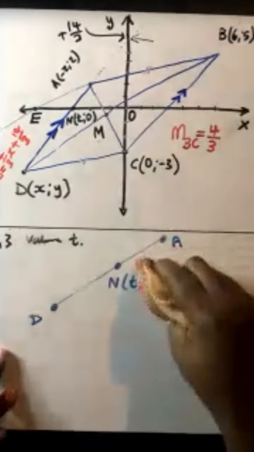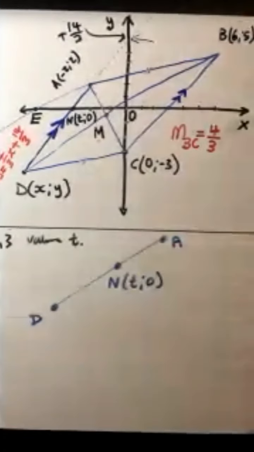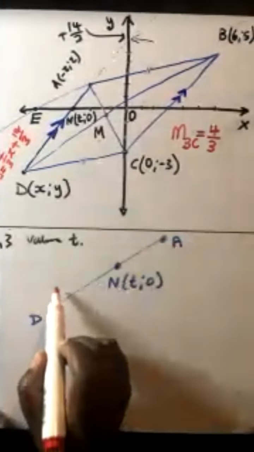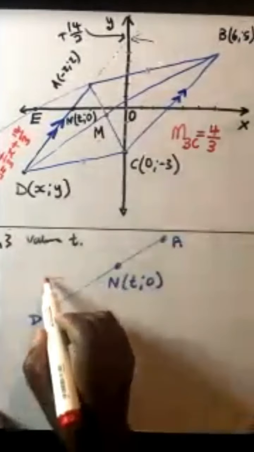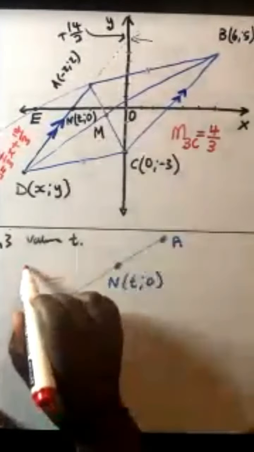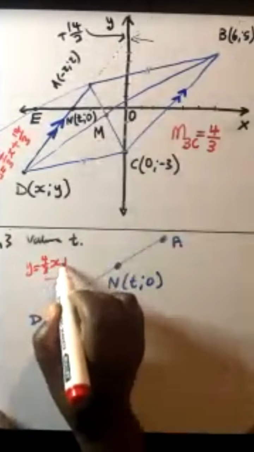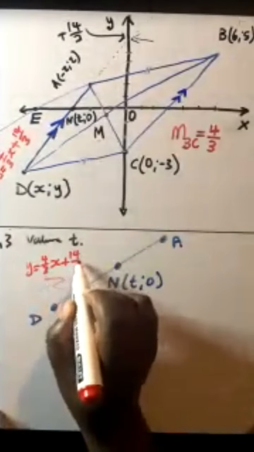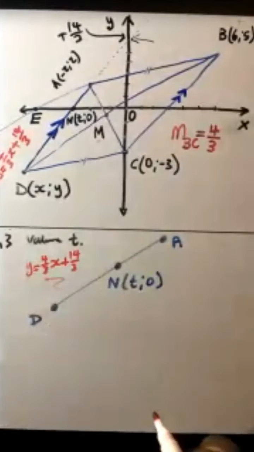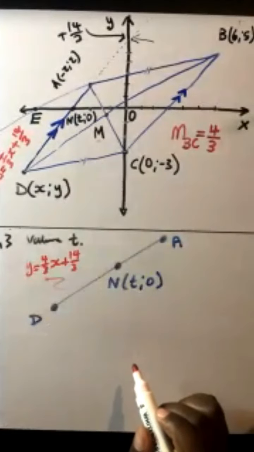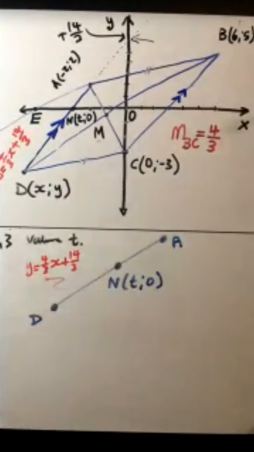Guys, I'm not sure if you're able to see that equation there, but let me assume that you're not and rewrite it somewhere. I'm simply saying we know the equation of that line is y equals 4 over 3 x plus 14 over 3. That we know we calculated in the previous question.